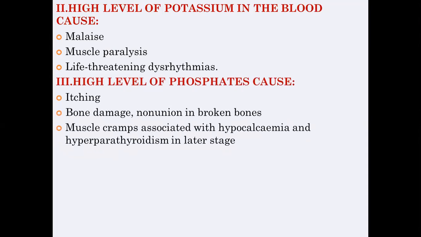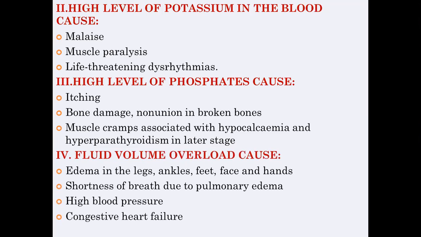Next is a high level of phosphate. It will cause symptoms like itching, bone damage, non-union in broken bones, and muscle cramps associated with hypocalcemia, that is low calcium. Next is hyperparathyroidism in the later stage, that is high parathyroid hormone production in the body. Phosphate is mainly responsible for calcium balance and the development of your bones, so if an excessive amount of phosphate is present, it can lead to certain bone conditions.